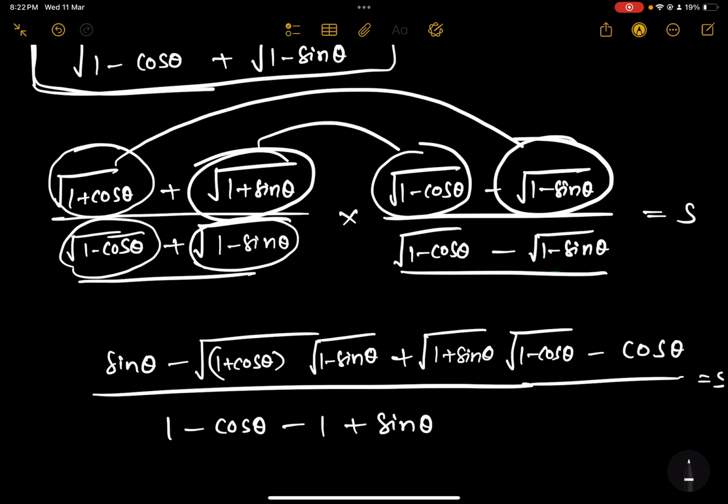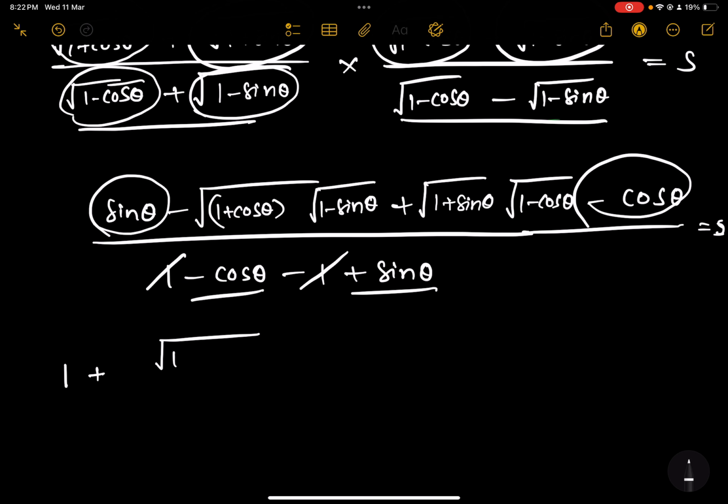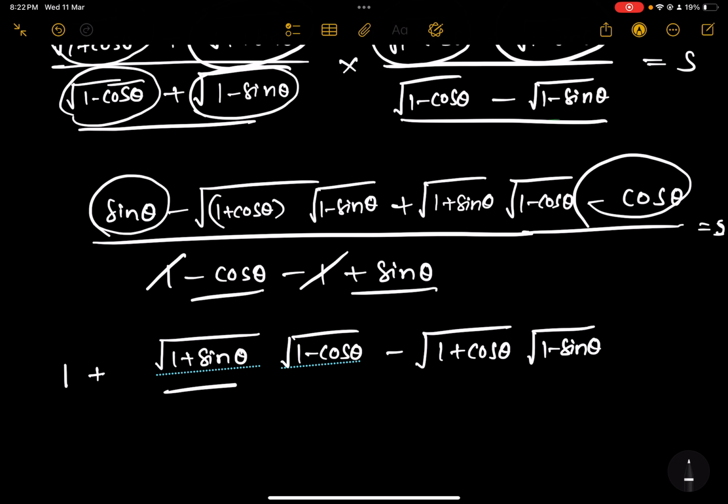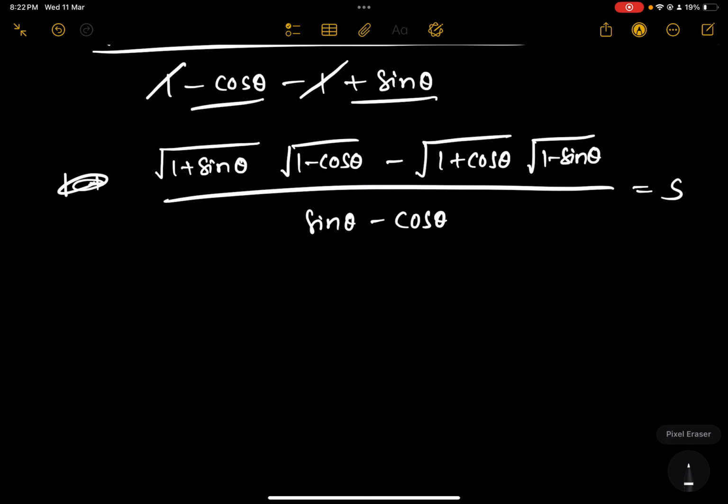So this is your S. In the denominator, this and this will get cancelled, and what you have in the denominator is sin theta minus cos theta. If you observe, even in the numerator we have sin theta minus cos theta. So you can split the numerator and write this as 1 plus, what will you have in the numerator? Root of 1 plus sin theta multiplied by 1 minus cos theta minus root of 1 plus cos theta times 1 minus sin theta, upon sin theta minus cos theta. This is what you have, S. So send this one to that side and it is simply your S minus 1.